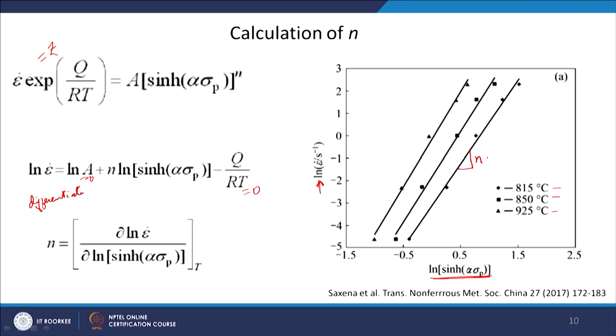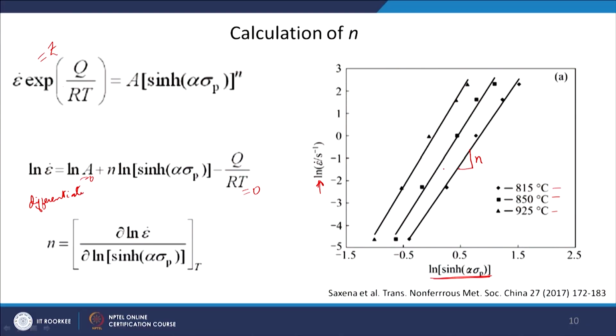All these things can be easily done on any spreadsheet, whether you want to use Excel, Origin, or any other software, it does not matter. You just have to take logarithms, take sine hyperbolic, multiply by something and so on. Once you have the plot, you can find the slope very easily by fitting a trend line and finding the equation of that straight line. The slope will give you the value of n. All these things you can do very easily using any software.